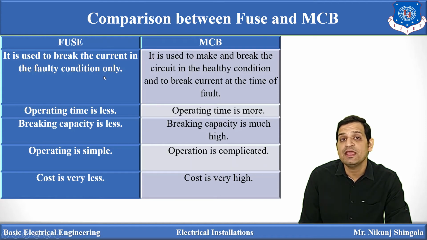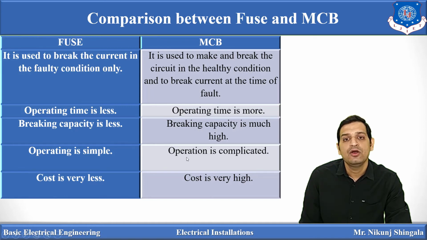MCBs are used to make and break the circuit in healthy condition and to break the current at the time of fault. So, MCB can be used to break the connection in healthy condition as well as an abnormal condition. Operating time of the fuse is less, operating time of the MCB is high. Breaking capacity is less, MCB can work as a high rating capacity, so breaking capacity is high.